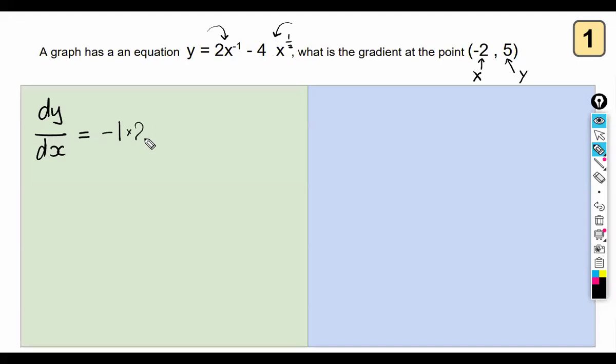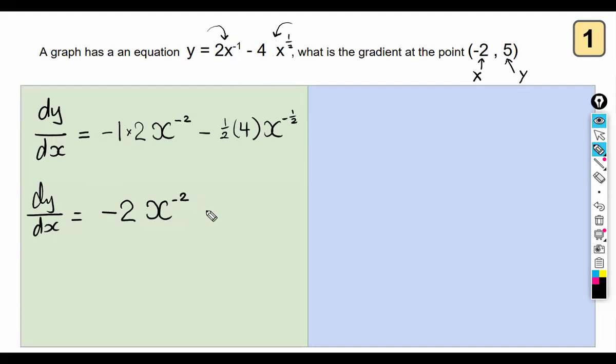You have a 2 in there, and you minus one from the power. Minus 1 is minus 2. This one, you throw the half in front. It has a 4 in there, and then you minus 1 from the power. Let me just simplify it here. Minus 1 by 2 is minus 2. And then we have x to the power minus 2 here. A half multiplied by 4, well, we know a half of 4 is 2. And then we have x to the power minus a half. That's it. We have just differentiated it.